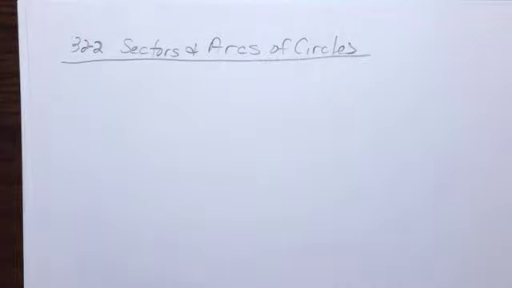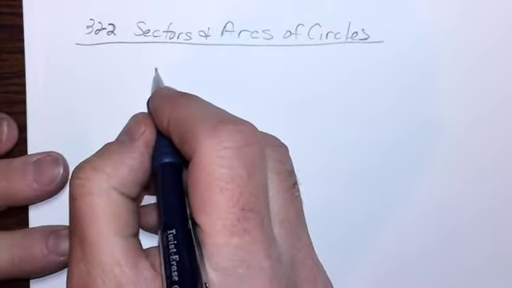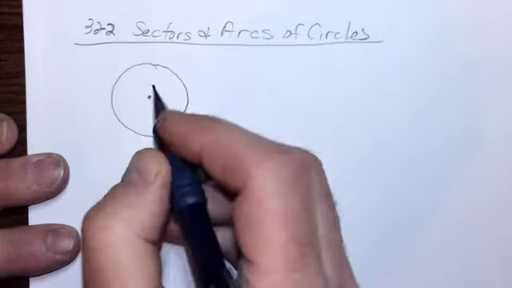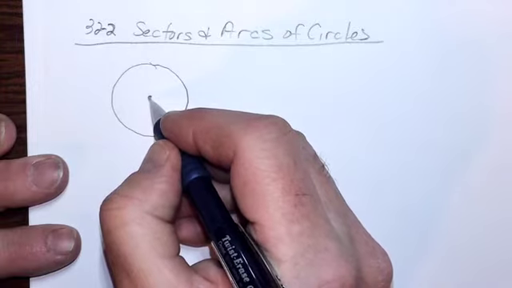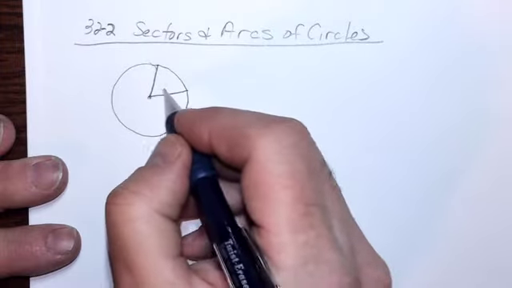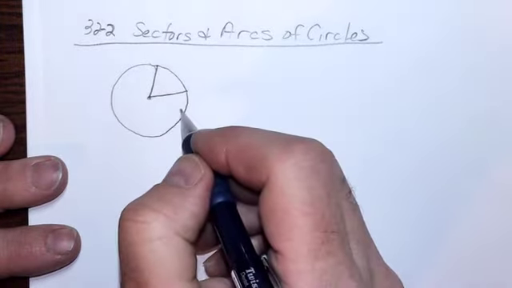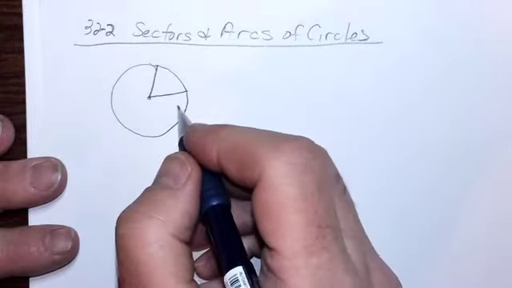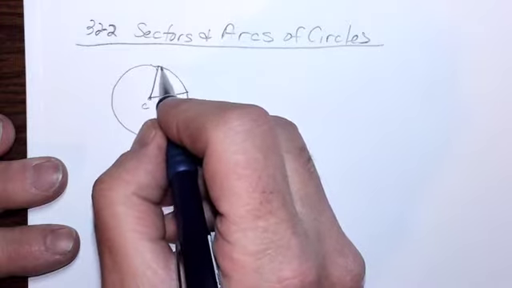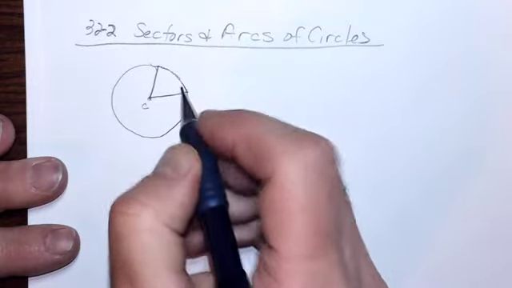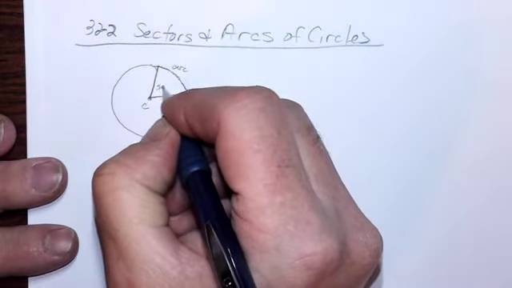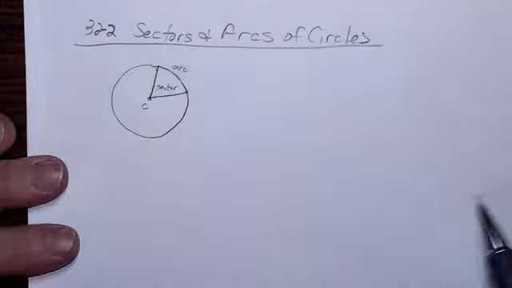About the sectors and arcs of circles. What those are is, if I have a circle and we have the center, a sector is like a piece of pizza. It's a slice of that circle. So this is called the sector of the circle from the center point C here. This length right here around the outside of it, the crust on the pizza you might say, is what's called the arc. So this is the sector and this is the arc.